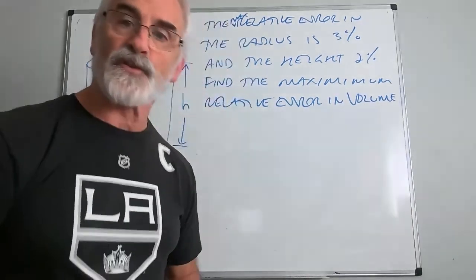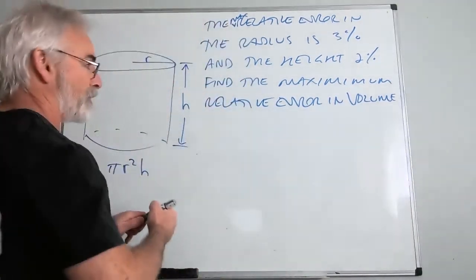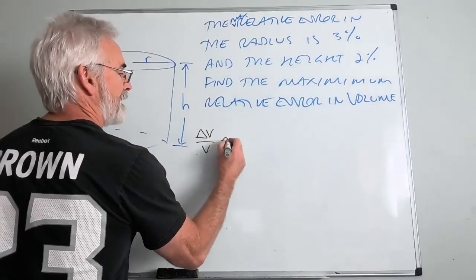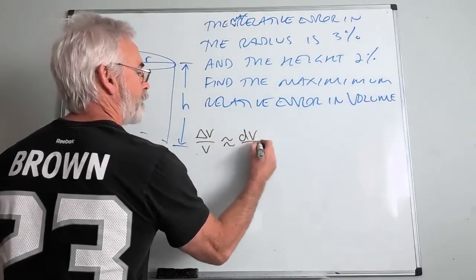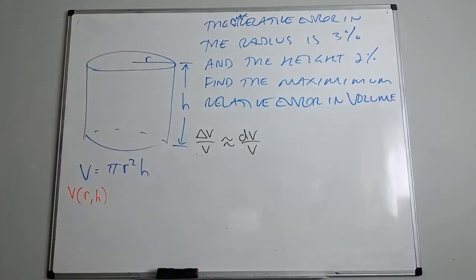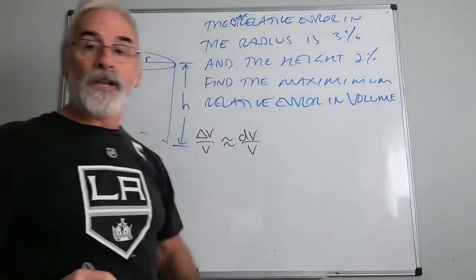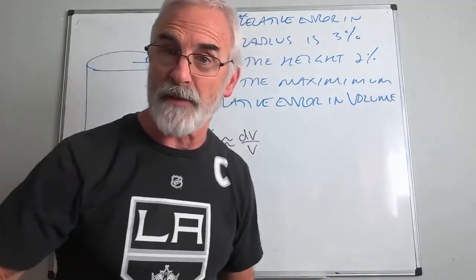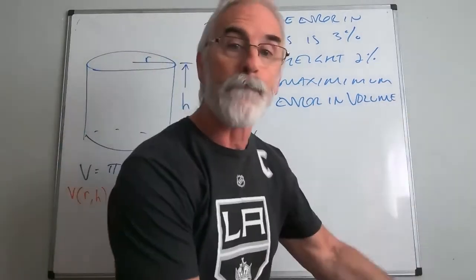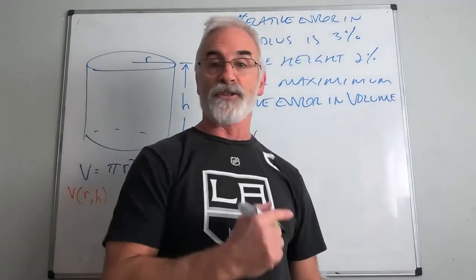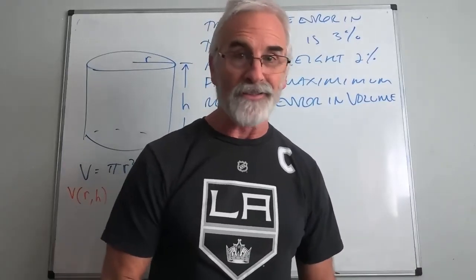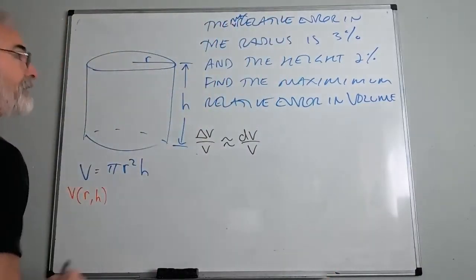And so the easiest way to write this problem out is to do it like this. Delta V over V is going to be estimated by dV over V. But wait a minute, Mr. Brown, you didn't give us any actual measurements. No, I didn't. I gave you the relative errors. You'd rather have the relative error every time, because if I actually give you the specific measurements, that requires more calculating. If I just give you the relative error, then your final answer is going to be relative error, and it's a lot less calculating. So what am I given?